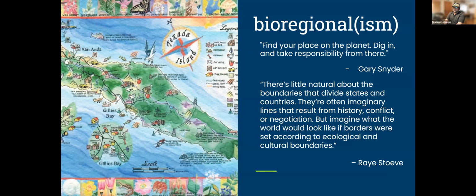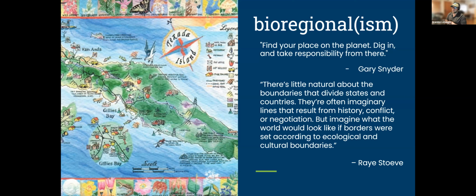Yeah, and so just, I think before going on, I do want to touch base on this idea of bioregionalism. Gary Snyder said it really well: Find your place on the planet, dig in, and take responsibility from there. And he said that in 1970. A big part of bioregionalism is really just about working with the realities of place. So how does where we live impact how we should live? How has it impacted how we've lived for thousands of years, hundreds of years? And how can that guide our decisions in the future?